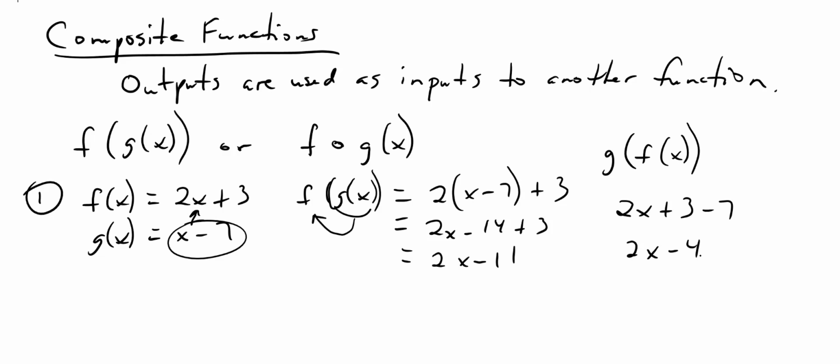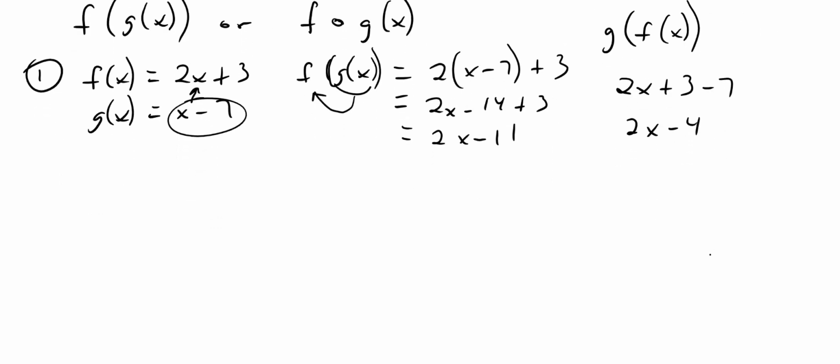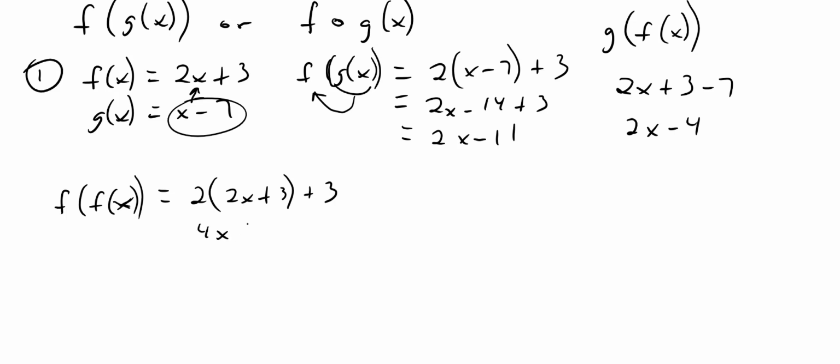Okay, pretty easy. You can also do f of f of x, right? No big deal. So that means we're just going to put a 2x plus 3 in where the x is. So it's 2 times, and then 2x plus 3, and then plus 3. Don't forget that, right? Okay, so we simplify that. It gives us 4x plus 6 plus 3, or 4x plus 9.